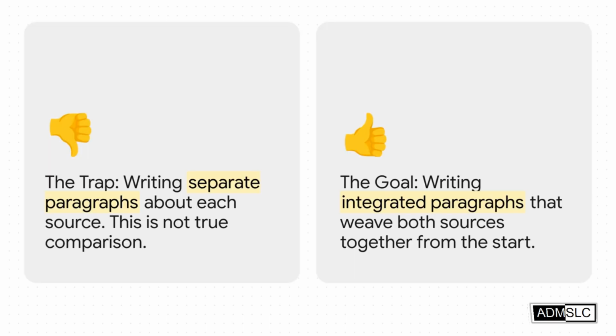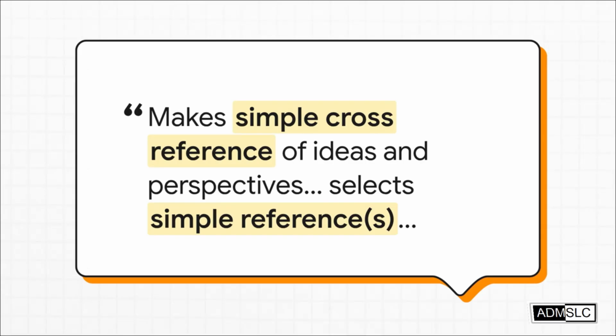So this is the number one trap. The classic mistake, writing one paragraph all about source A and then another paragraph all about source B. That's not comparing. That's just listing. What you're aiming for, the goal, is to weave them together in every single paragraph, right from the first sentence. And look, this is straight from the horse's mouth, the AQA mark scheme for a low-level answer. See that word that keeps popping up? Simple. Writing separate, simple points is what keeps you stuck in the lower levels. We're aiming way, way higher.